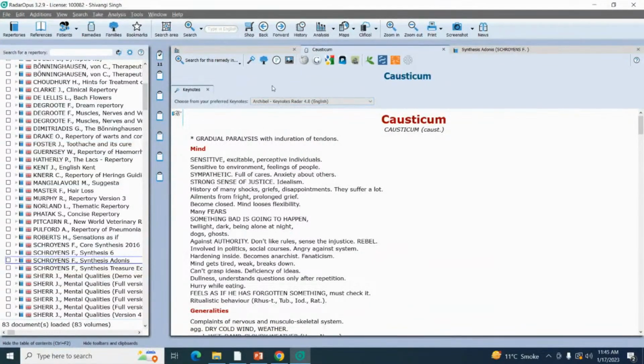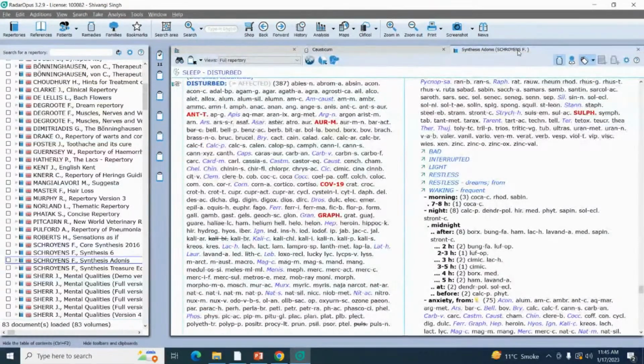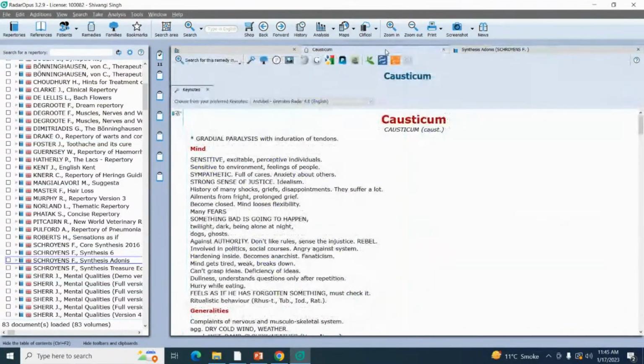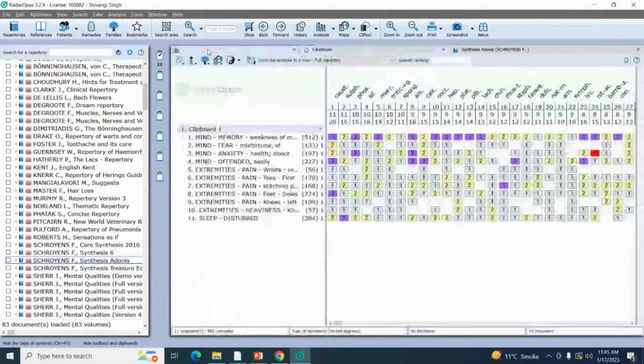One more thing I'm going to tell you, our software is all in one interface. Whatever icon you open will remain open in different tabs. Like in this first tab, you'll get your Synthesis Adonis repository. In the next one, we have the Causticum. And in this tab, my analysis remains open. So I just click on it. Now I'm coming back to my analysis.